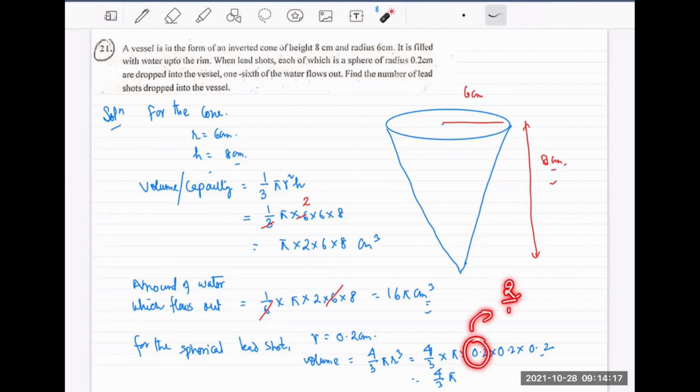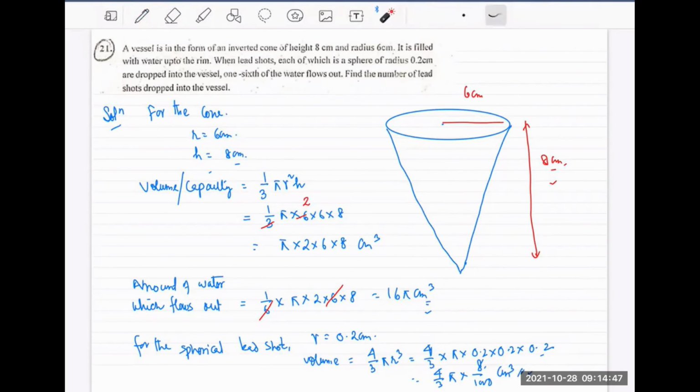0.2, you can change it into 2/10, right? 2/10 into 2/10 into 2/10. 2 2s are 4, 4 2s are 8. 8/10 multiplied 3 times, we will have 1000. 8/1000. So this whole portion I can change into 8/1000. This will be in centimeter cube.